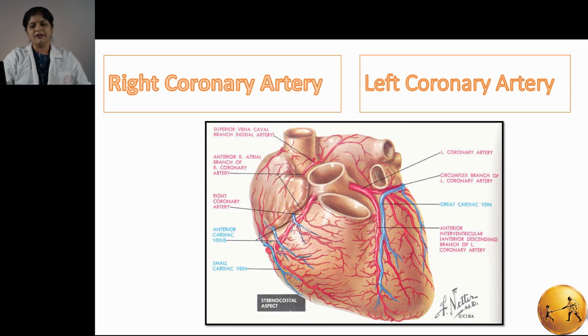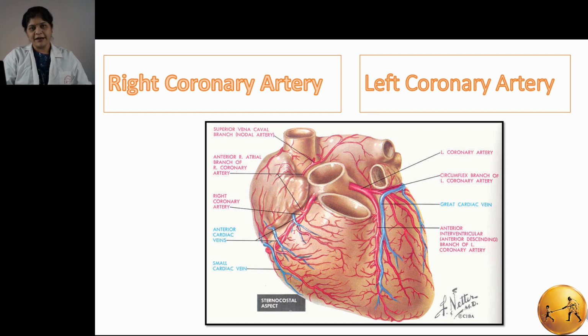Now this is the heart, the sternocostal aspect of the heart. This is the right coronary artery, this is the aorta, and the right coronary artery takes origin from the anterior aortic sinus, then travels like this, gives a number of branches and supplies the right part of the heart. While from the posterior aortic sinus, the left coronary artery takes origin, gives a number of branches, and supplies specifically the left part of the heart.